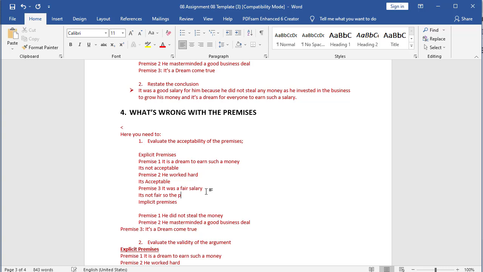So the premise is, okay, it's fair. Let me say it's fair. Remember your things, what you are saying right now. It's fair. So the premise is acceptable. Okay, remember I said he worked hard, right? So if he worked hard, which means that the salary is fair.